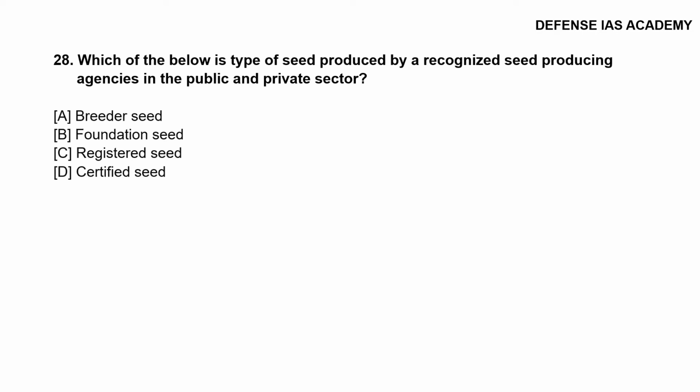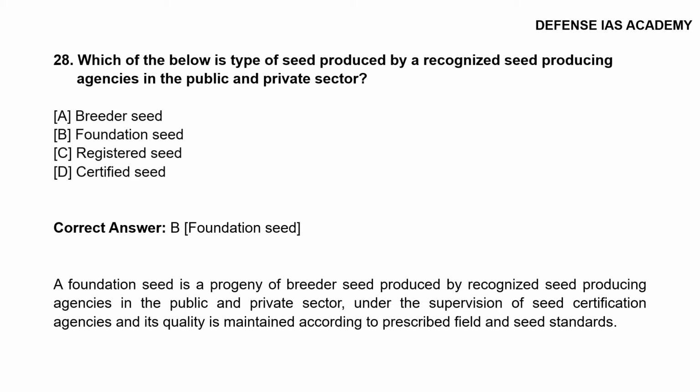Question 28. Which of the below is a type of seed produced by recognized seed producing agencies in the public and private sector? The correct answer is option B, foundation seed. The foundation seed is a progeny of breeder seeds produced by recognized seed producing agencies in the public and private sector under the supervision of seed certification agencies, and its quality is maintained according to prescribed field and seed standards.